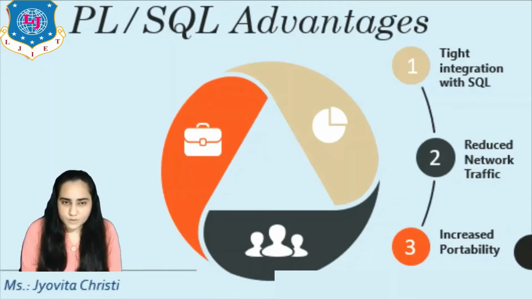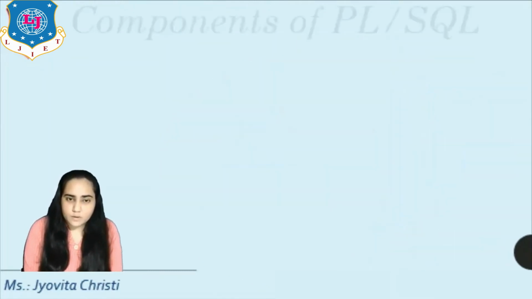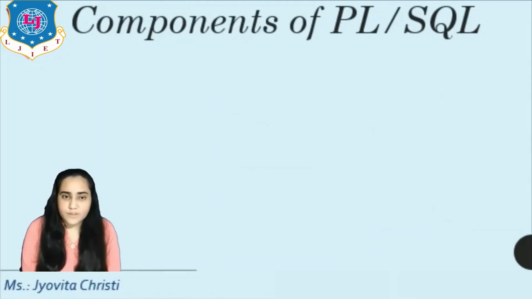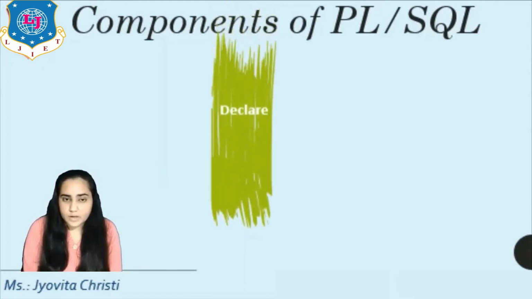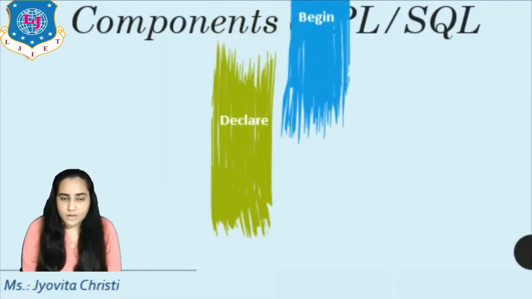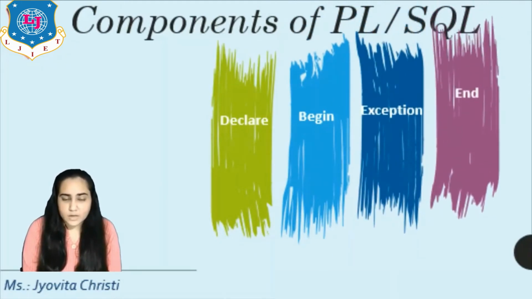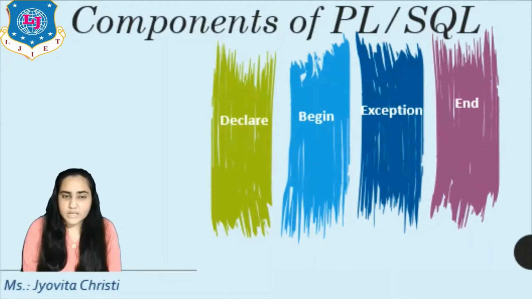PLSQL is a block structured language. So everything is divided into blocks, and you can recognize a block by reading several keywords. The first keyword that you would see in a PLSQL block is declare. And after that, you will see begin. And then you will see exception. And then you will see end. So these four main keywords help you to recognize one individual PLSQL block.